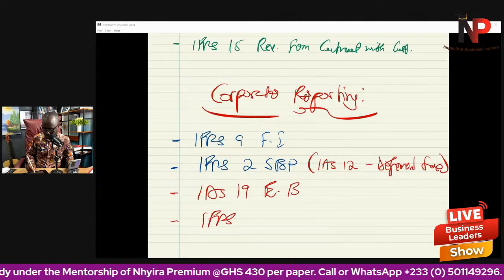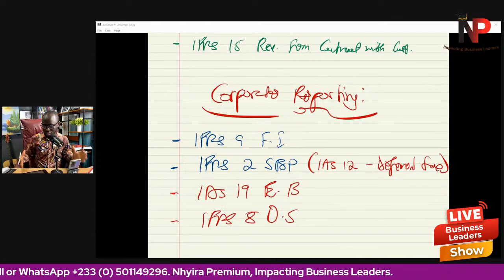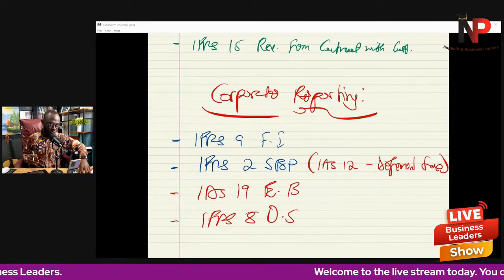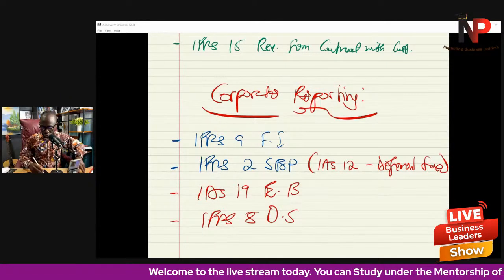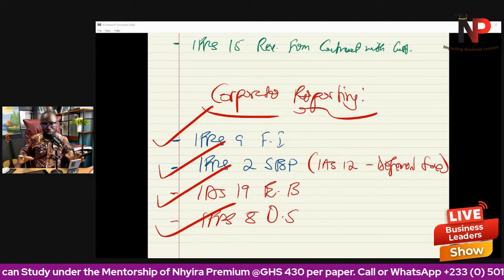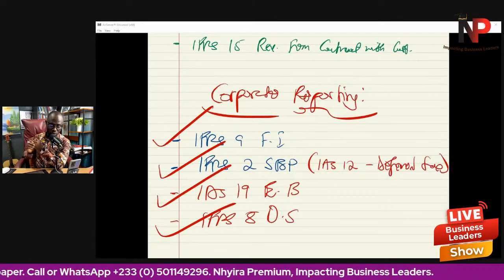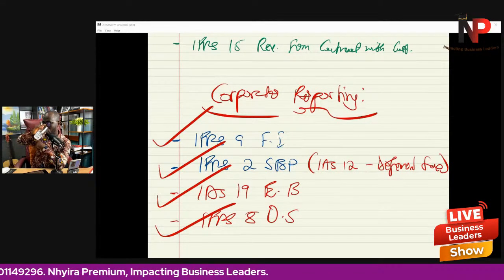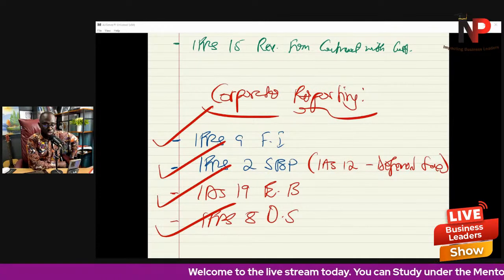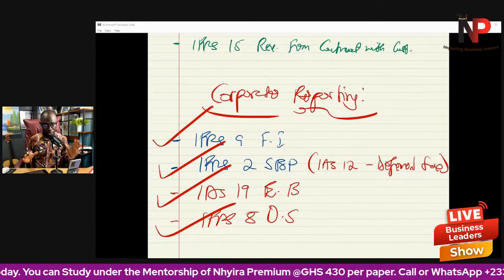Then there is IFRS 8, the operating segments. You must understand these standards. Now, this is level 3 exclusive. Okay? This is level 3. So, if you are doing corporate reporting, before you get into the exam hall, you can't afford not to understand these standards I've listed here. Because these are level 3 exclusive as well. Now, remember, financial reporting is in FR as well. But in level 3, it's also a basic standard that corporate reporting students have to be mindful of. Very basic standards that you have to be mindful of, because it is very important. So, corporate reporting, these are the standards, very, very important.